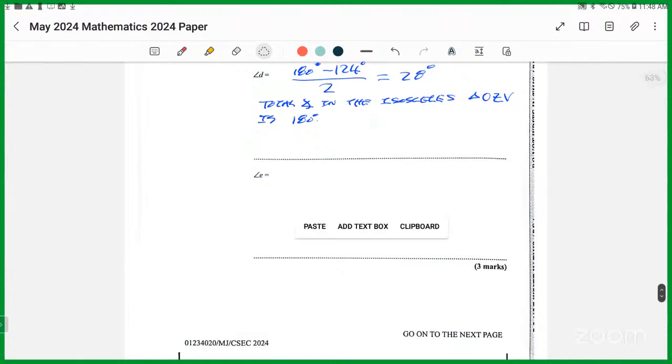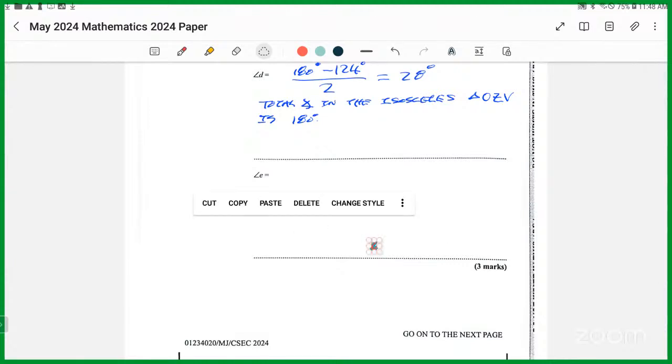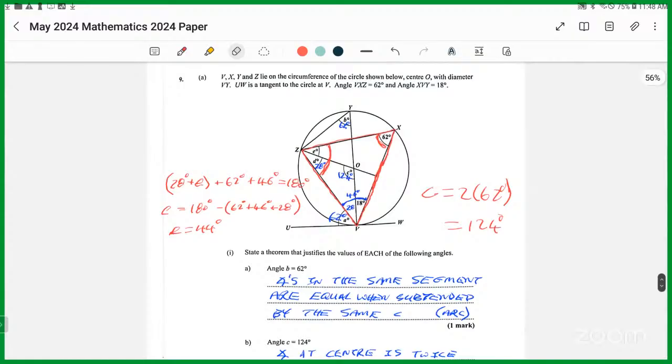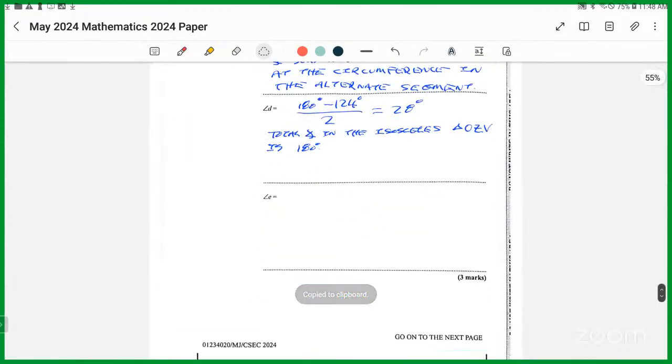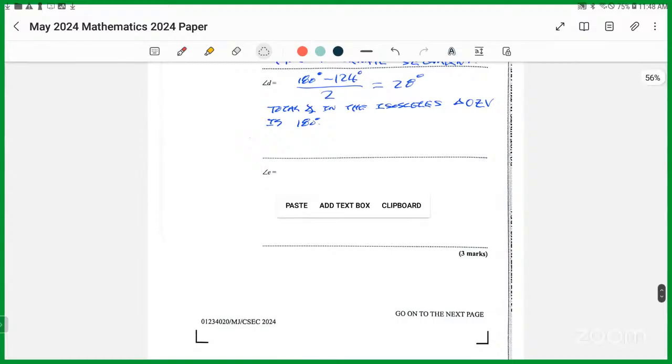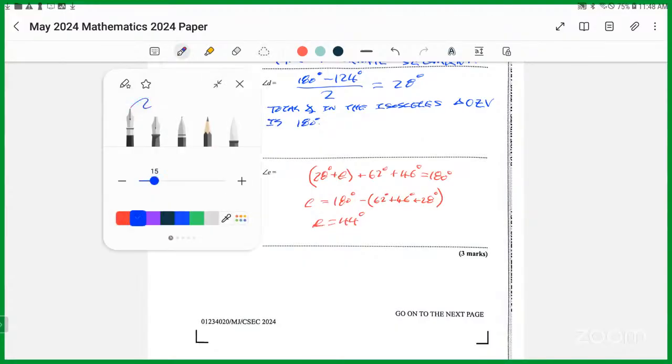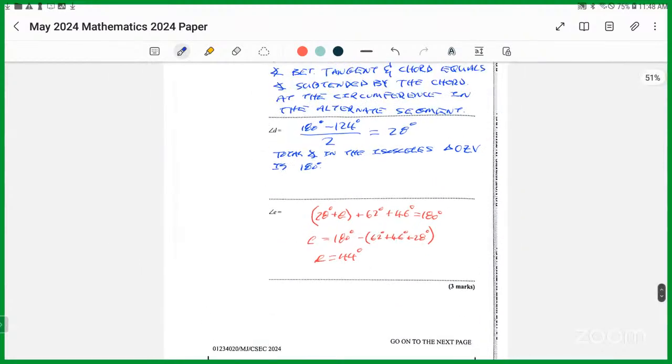Alright, that is it. That's what I get. That's all I got. I want to copy all of this and paste it down here, and so we'll get the angle E. The reason will be: total angle in the triangle is 180 degrees. I could name the triangle, but they didn't ask for it, but that will be it.